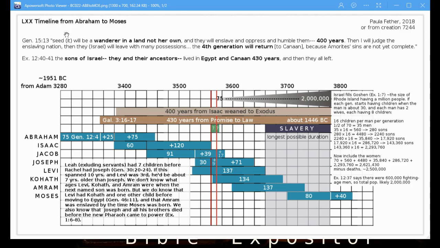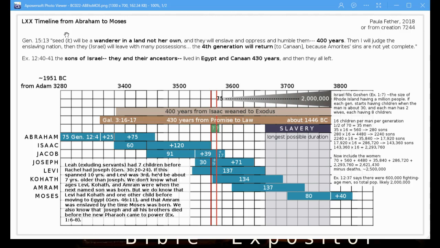That takes 400 years. Then that verse goes on to say, then I will judge the enslaving nation. Then they, Israel, following the grammar there, will leave with many possessions. And then I skip a little bit of the passage and go down to where it says, the fourth generation will return to Canaan. This is clear by the context, because the Amorites' sins are not yet complete. They haven't reached their full measure.